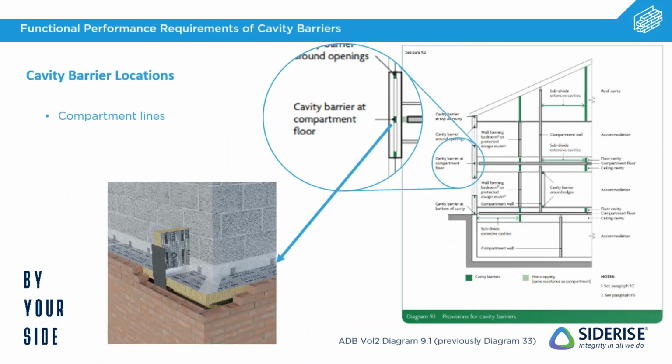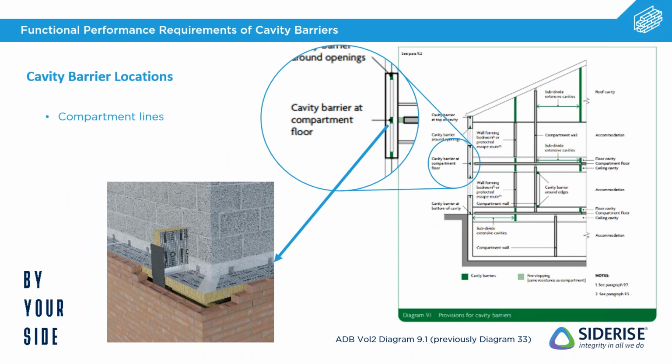Now, in terms of locations, we've essentially explained already where those locations need to be. We need to try and stop that fire from spreading or restrict it from spreading within the cavity. And we've talked about compartment lines. So you can see there from diagram 9.1, that's in Approved Document B, Volume 2, the English version. Zoomed in there, you can see a little bit better. Within the two leaves of that external wall assembly, we have a cavity barrier in line with that compartment floor. And then the same is true, obviously, vertically. You'll have a cavity barrier in line with any party walls.